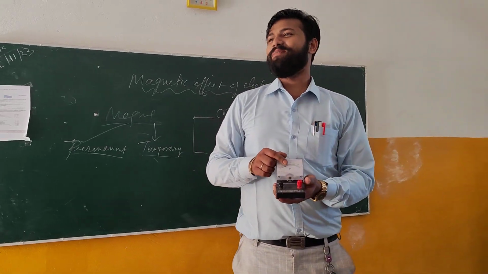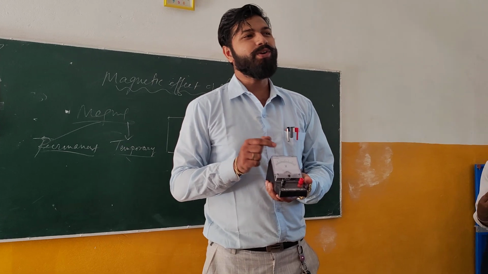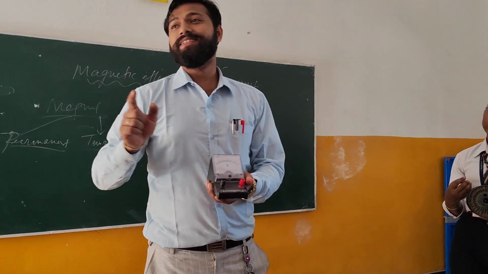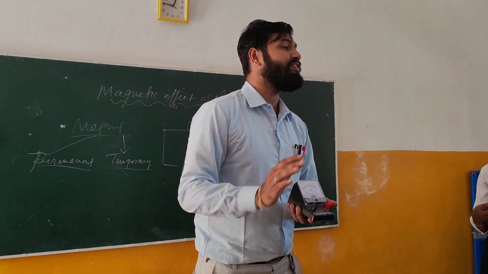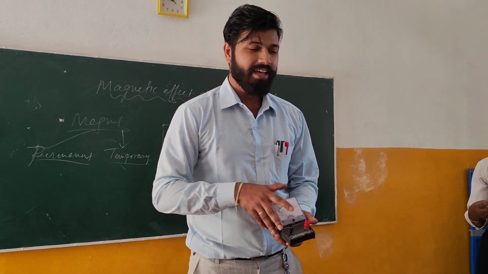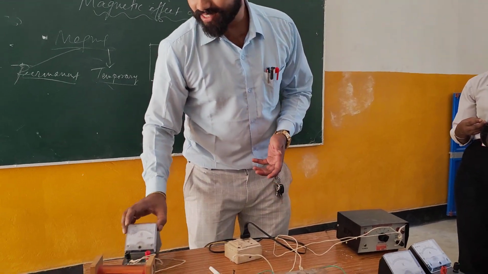Voltmeter. V means voltmeter. So what can a voltmeter do? It measures voltage, or you can say the potential difference of the circuit. Clear now? Next, we have another G here.